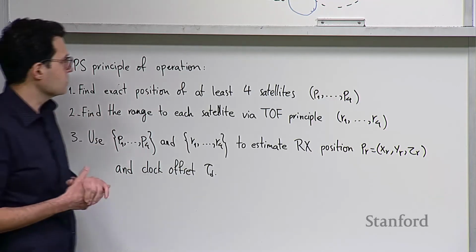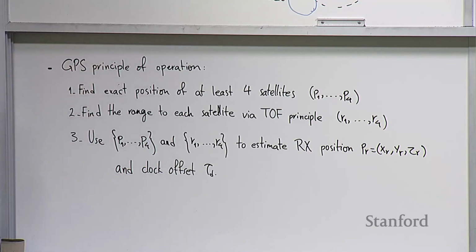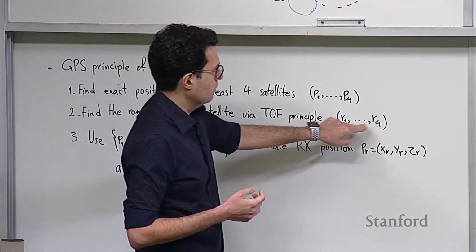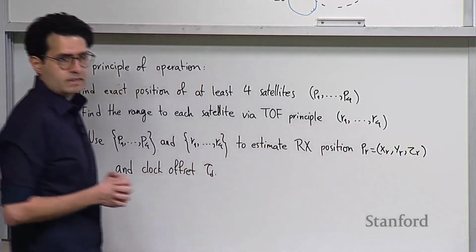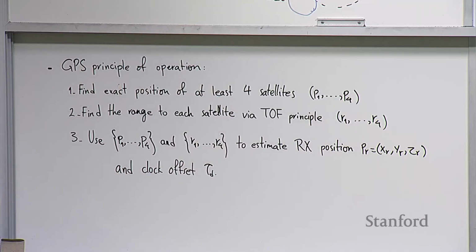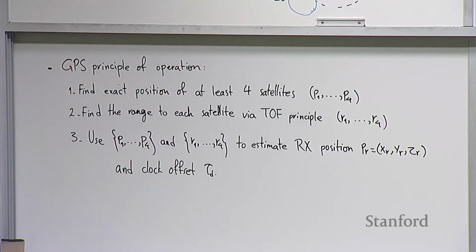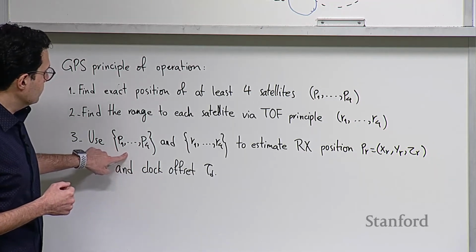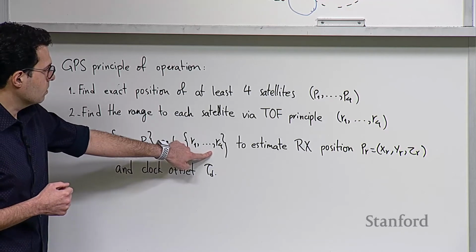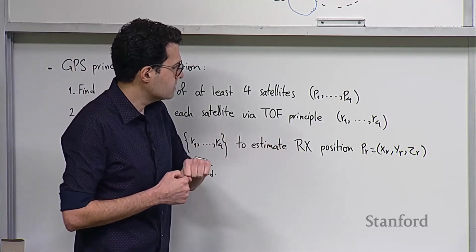So find the range to each of the satellites via the TOF principle. So that's 4 numbers, R1, R2, R3, R4, right? That's the second estimation step. And then the third step: now you have the positions, you have the ranges, and you need to solve this essentially geometric problem of finding the intersection of these spheres, right? The intersection point, which is the position of your receiver. So you would use the positions, P1 to P4, and the ranges, R1 to R4, to estimate the receiver position.